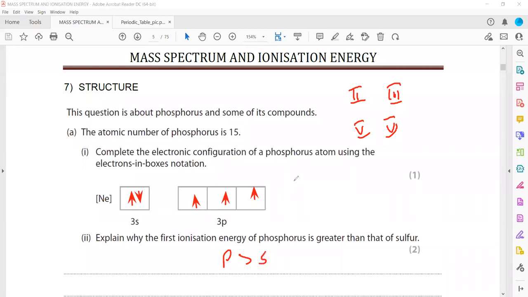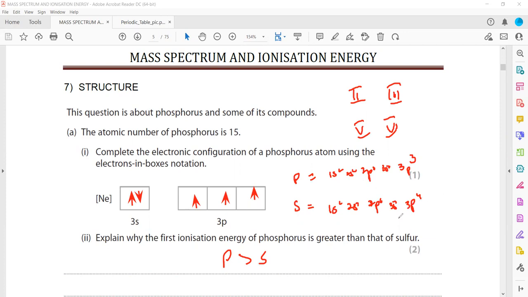So when you write the electronic configuration of phosphorus, 15 electrons are there: 1s2, 2s2, 2p6, 3s2, and 3p3. So the electrons are occupying singly. But for sulfur, 16 is the total number of electrons. So 1s2, 2s2, 2p6, 3s2, and 3p4.